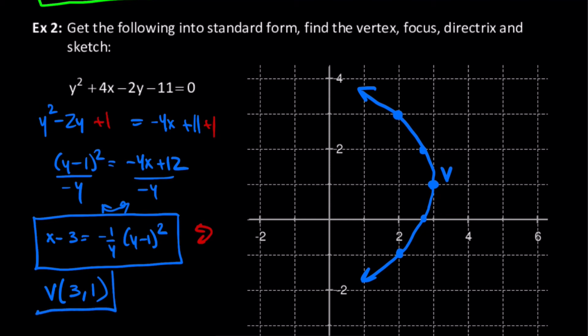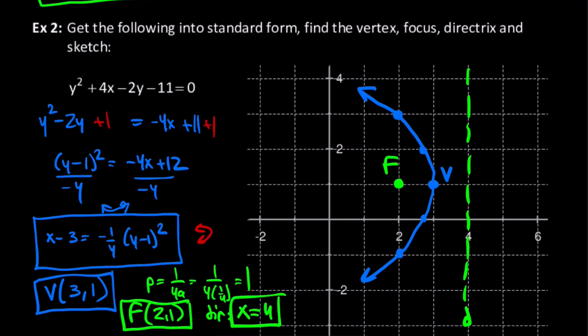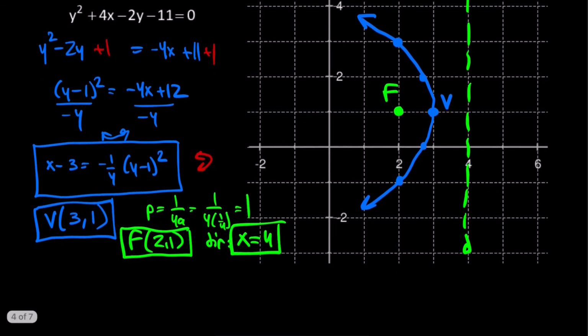So there's my vertex. And then I need to get the directrix and the focus. So remember, p equals 1 over 4a. That's going to be 1 over 4 times 1/4. That's just 1. Oh, that's easy. That distance is going to be 1, and my directrix is going to be 1 away. Coordinates of the focus will be 2, 1. And your directrix, it's a vertical line this time, so it's going to be x equals 4. Great. Let's move on.